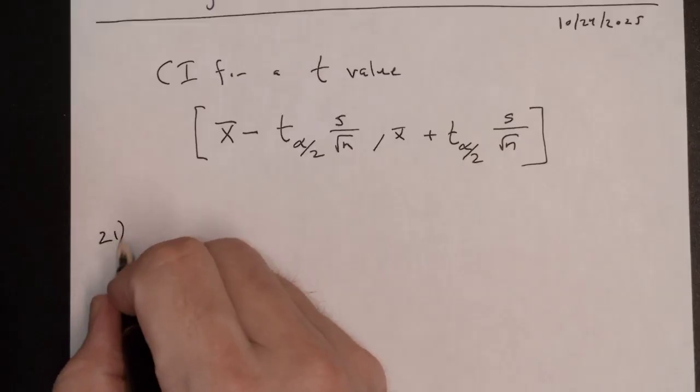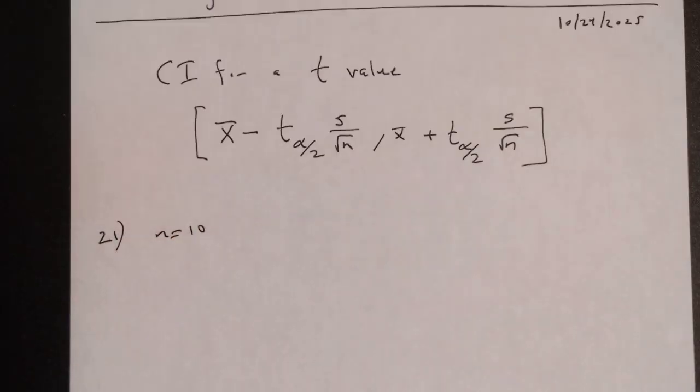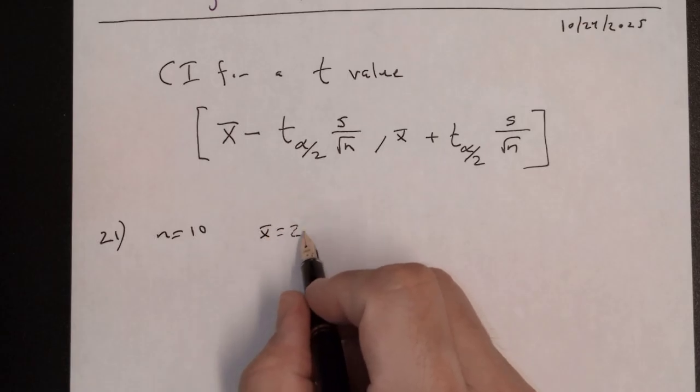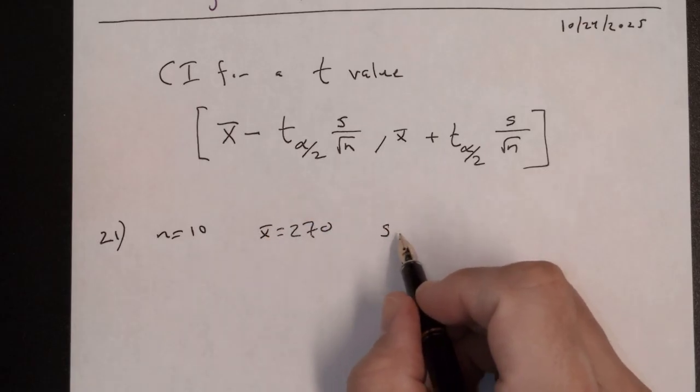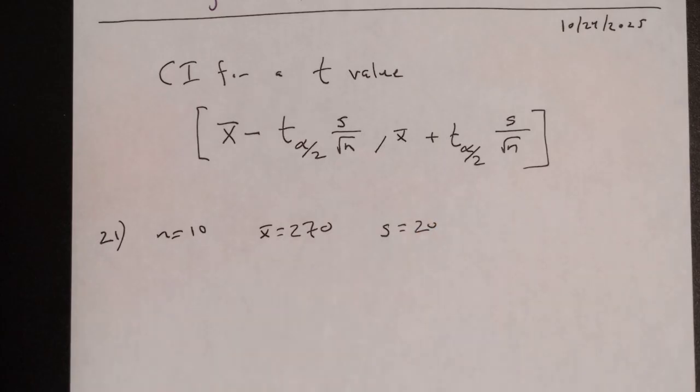Problem number 21. A sample of 10 items is taken from a population whose population standard deviation is unknown, but the average is 270 from the sample, and the standard deviation from the sample is 20. Use the table to look up the t-value. If you've got your textbook, Appendix D is where we're at.